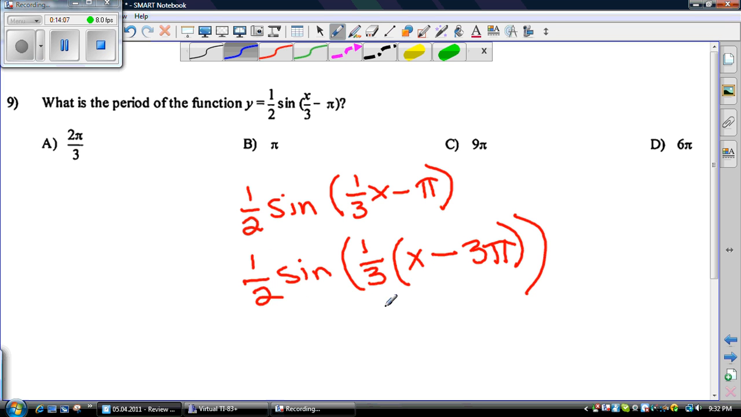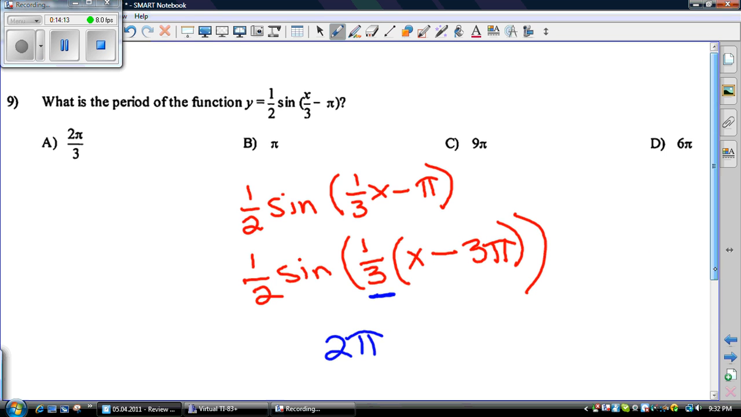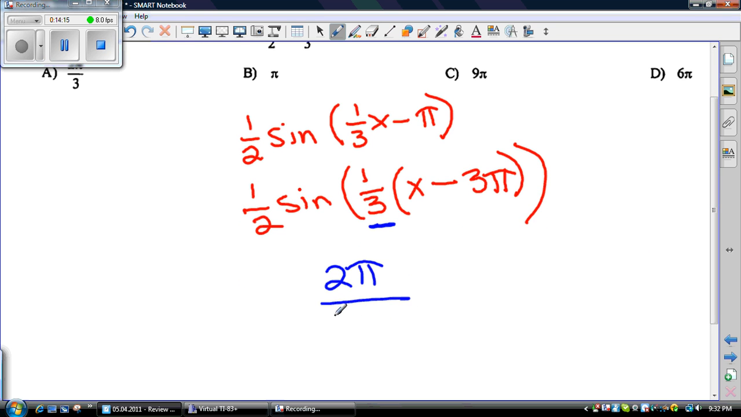Now, what's the period? Well, this number right here is b, and so I'm going to do 2 pi divided by 1/3. 2 pi divided by 1/3, you know what that is? 6 pi.